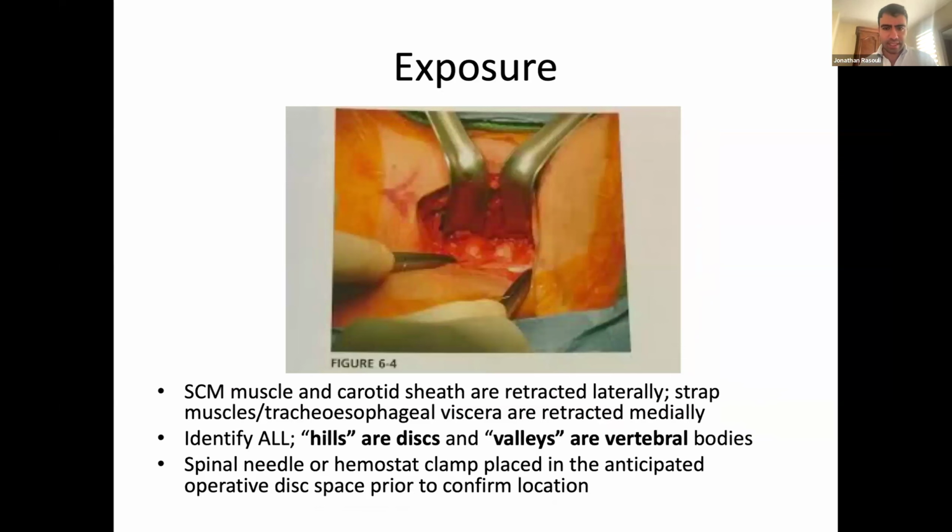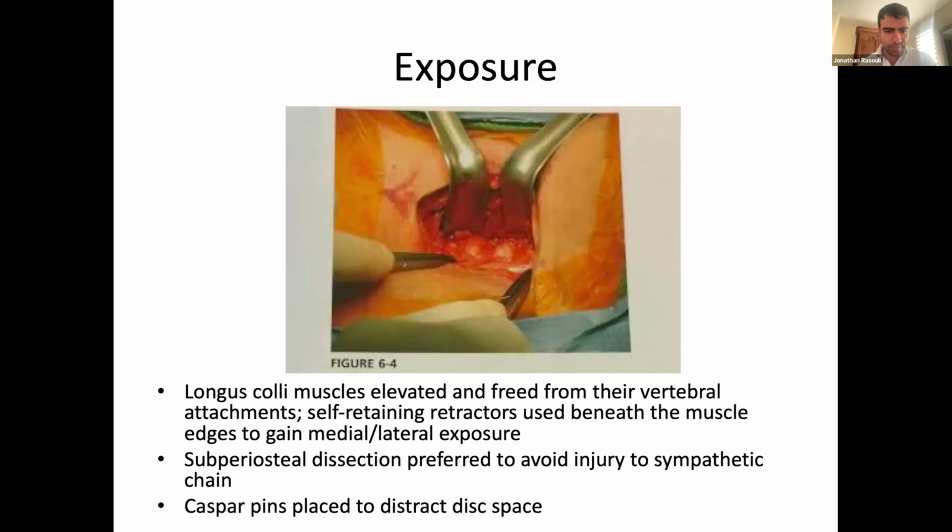Once we get down to the disc, I get my handheld retractors in. I use a Kittner dissector to kind of get through the precervical fascia down to the anterior longitudinal ligament, and I use a Bovie just to kind of go over the vertebral bodies and expose over the disc. I like to localize with a clamp rather than a spinal needle because I try not to violate the disc.